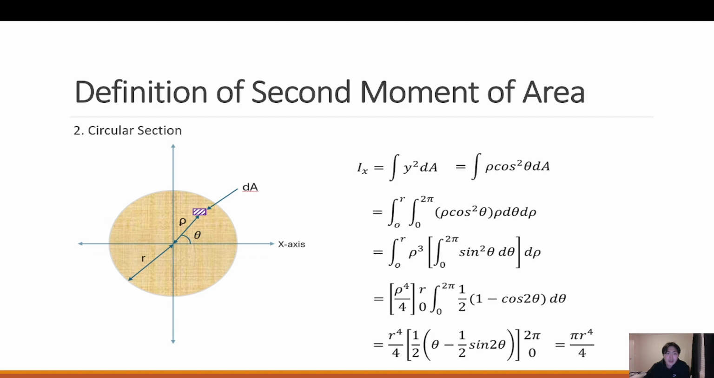Okay, and let's try this circular section as well. It's basically the same principle as rectangular section, and you just keep calculating this value and you end up getting pi r to the fourth power over 4.